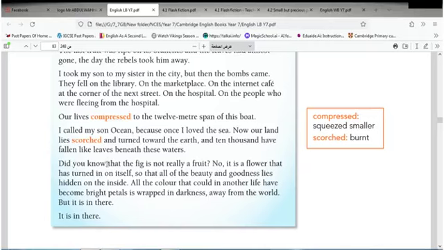Did you know that the fig is not really a fruit? No, it is a flower that is turned in on itself, so that all of the beauty and goodness lies hidden on the inside. All the colour that could in another life have become bright petals is wrapped in darkness, away from the world. But it is in there. It is in there.